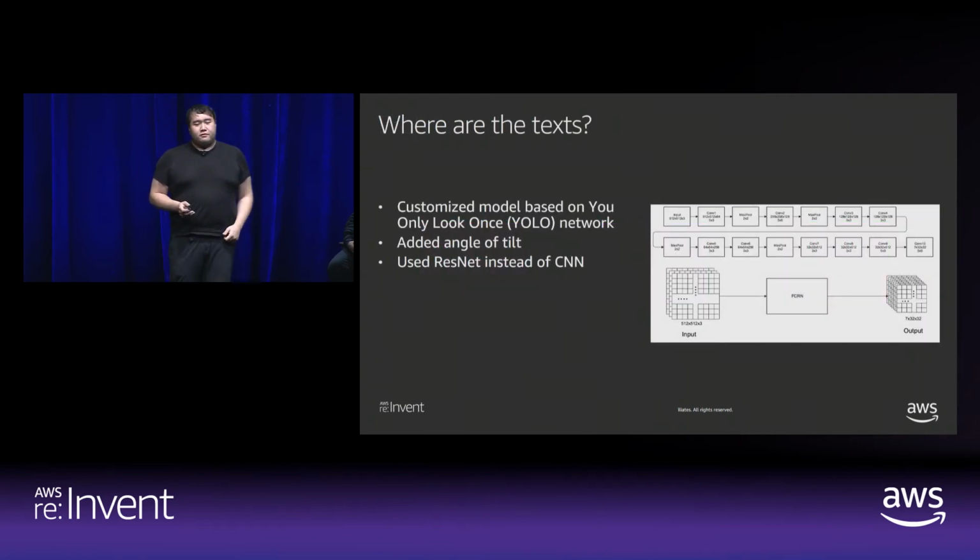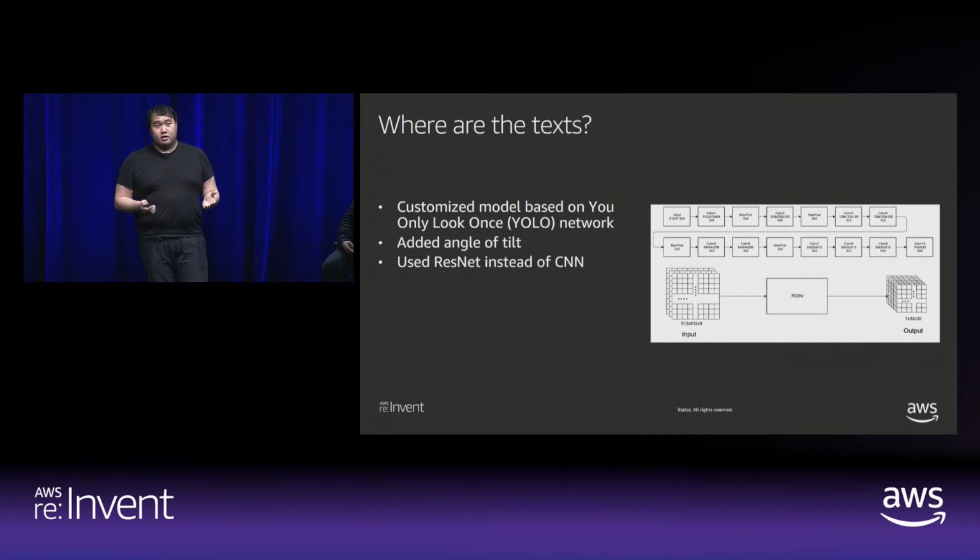So the first problem, where are the texts? Our model is a customized You Only Look Once network. And what we customized on that is, instead of using a convolutional neural network, we put a residual net instead. And we also added an additional output, which is the angle of tilt. This is very important because when the user takes a photo or scans something, it is possible for that image to be tilted.